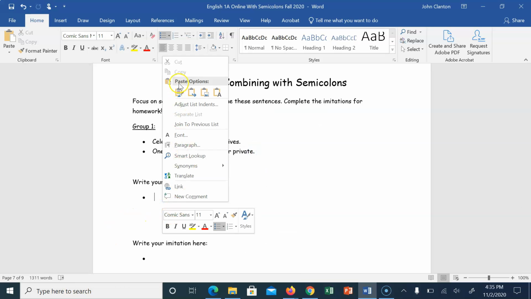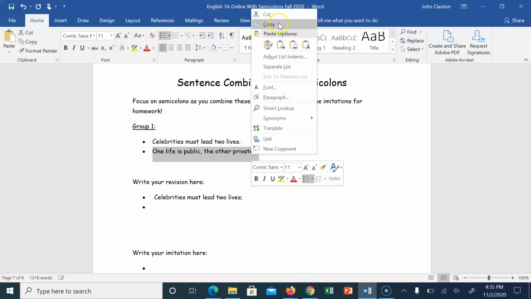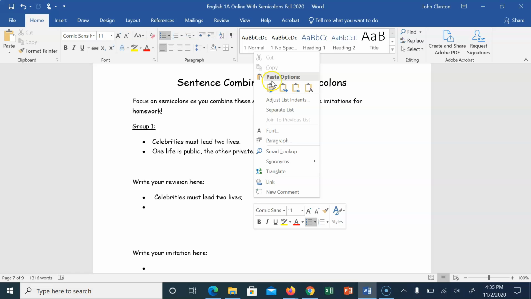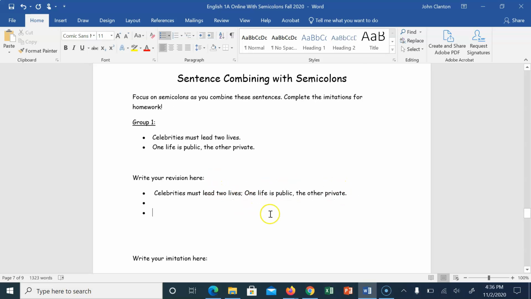But anyway, so let's just take this. We have our revision here. All right, we'll use a semicolon. I'm just going to copy and paste. And we have it, right? So it's appropriate to use a semicolon here, right? Because if you read it, celebrities must lead 2 lives. One life is public, so we're talking about life. The other what? Life, right? So this clause here kind of helps to develop the first one, and that's why we would use the semicolon.